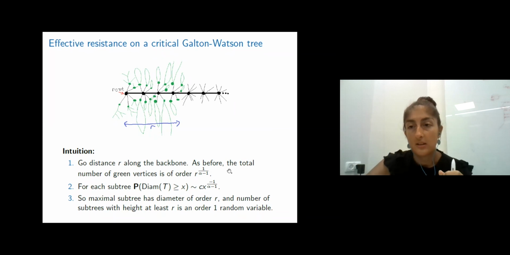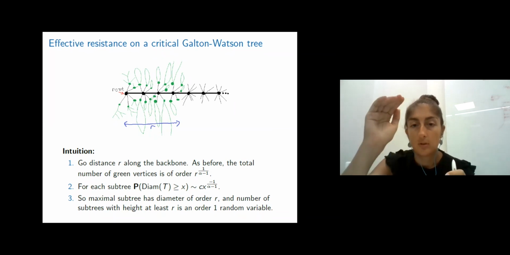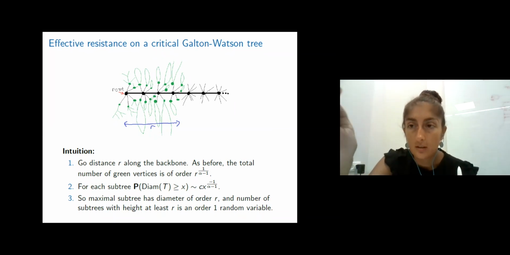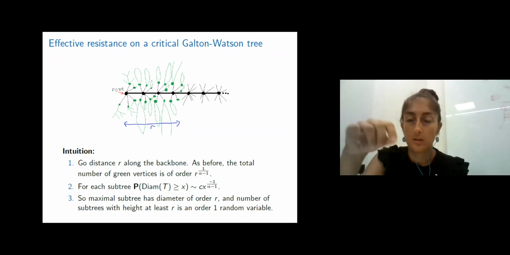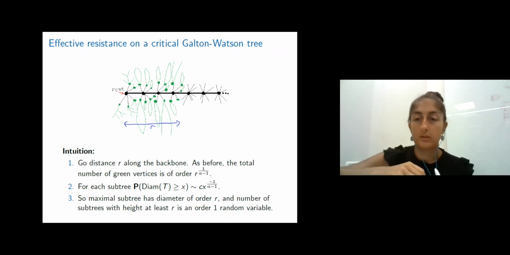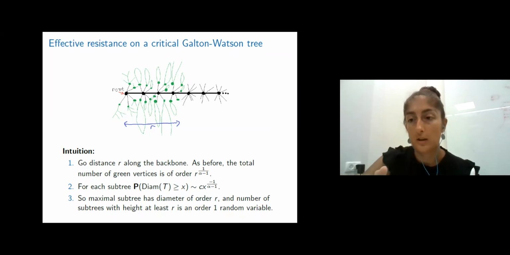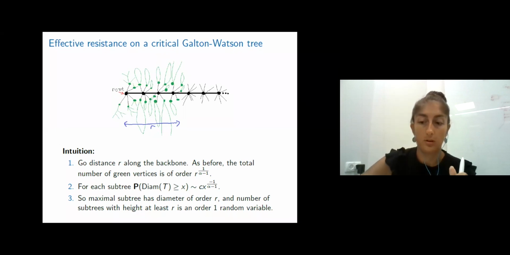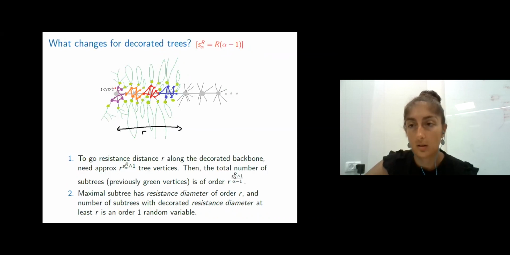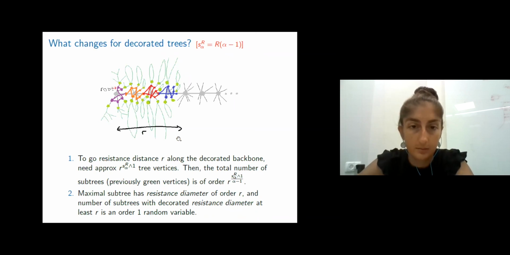So what this means is, if you want to count the number of escape routes to the boundary of a ball of radius r, the number of disjoint escape routes is really a random variable of order 1. And so the effective resistance to the boundary of a ball of radius r is really r. It's not smaller than r. And actually the same logic works on the decorated trees. Again, you can just do exactly the same game as we did before of counting.